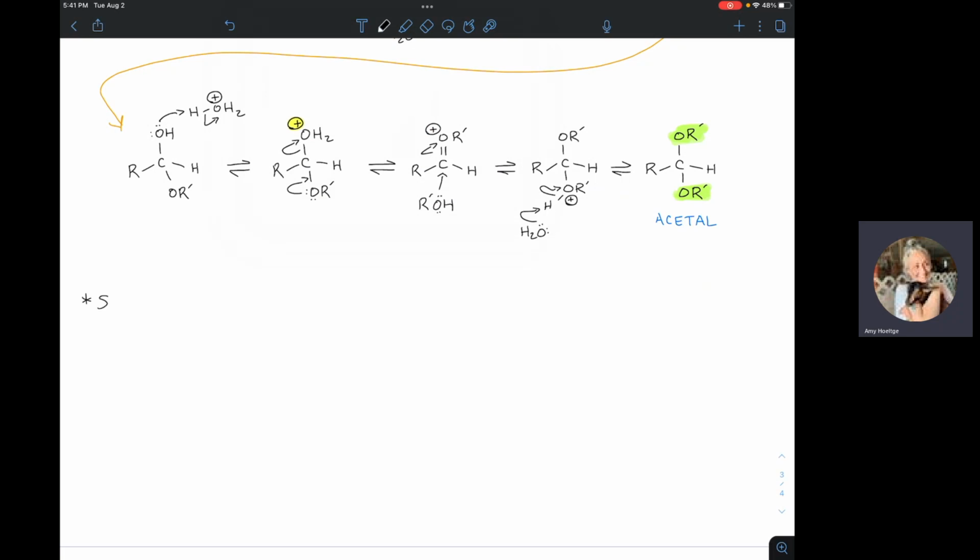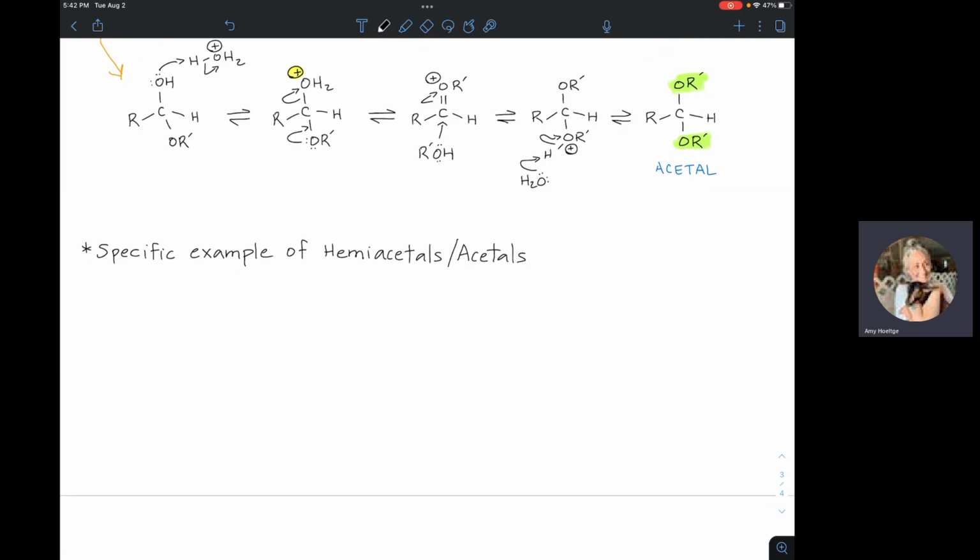We'll say a specific sort of celebrity example of acetals or hemiacetals, and also their ketal versions. So specific examples of these will be carbohydrates.